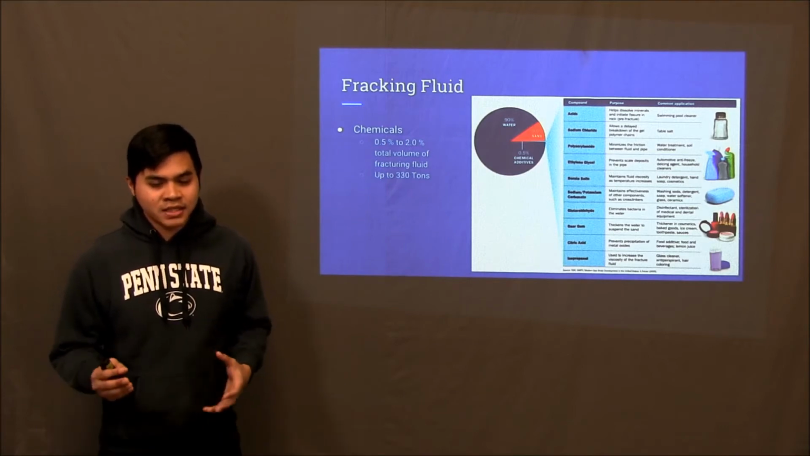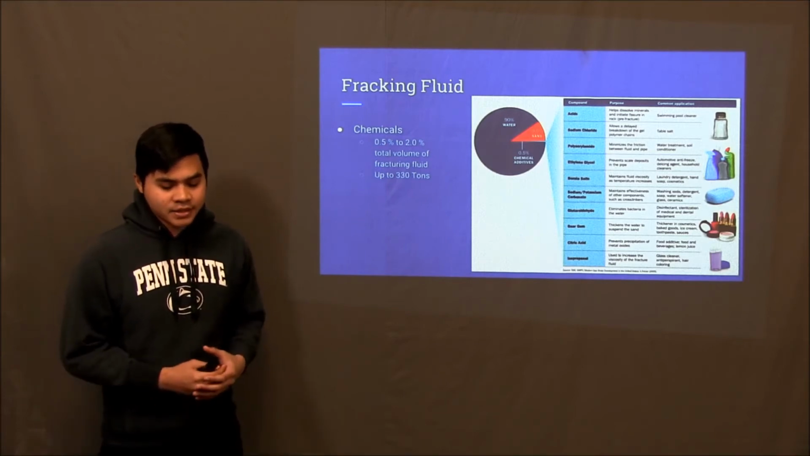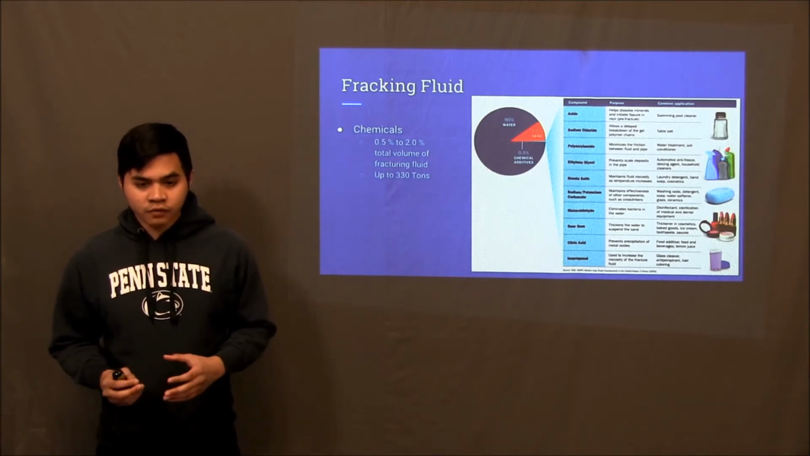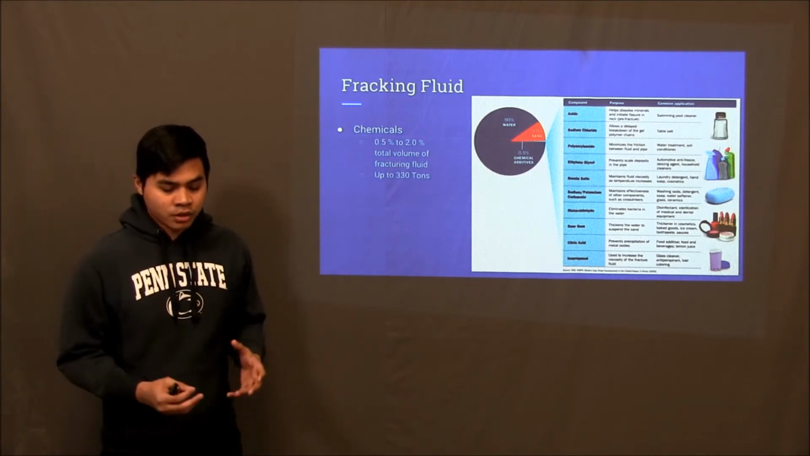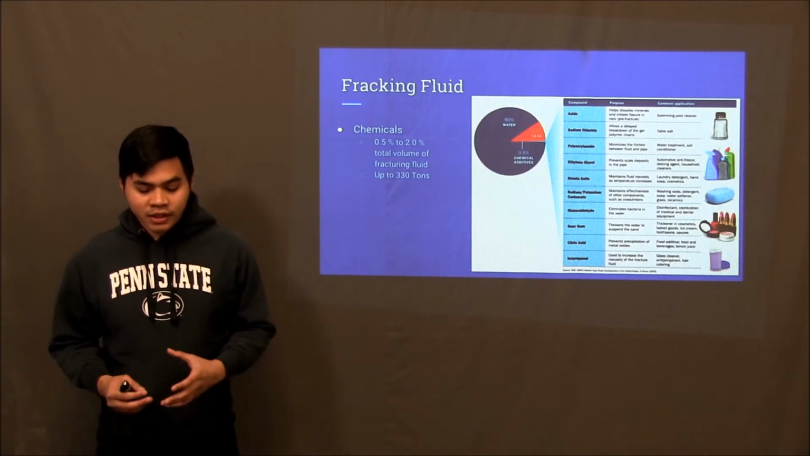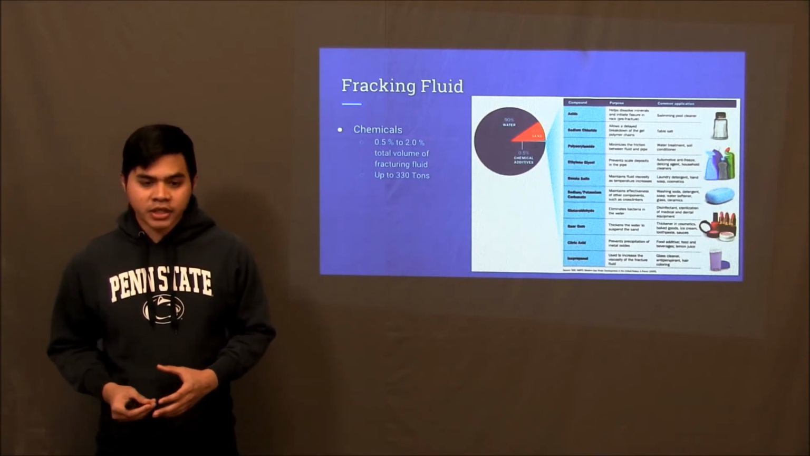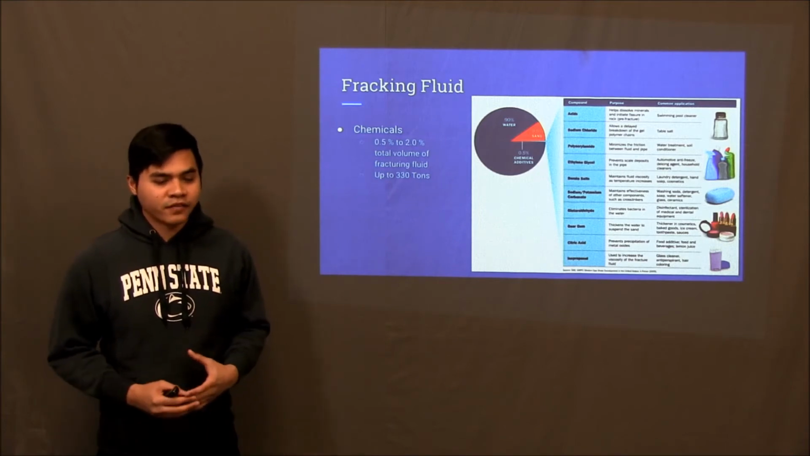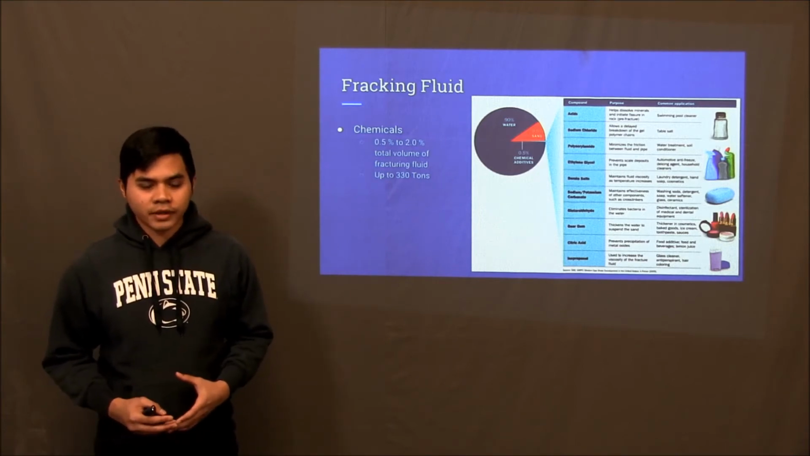Now what do these chemicals do? For example, acids in fracking fluid dissolve minerals and initiate fissures in rock. Second example is sodium chloride. This is to allow delay in breakdown of the gel polymer chains. And those are some of the examples of chemicals that go into a fracking fluid.